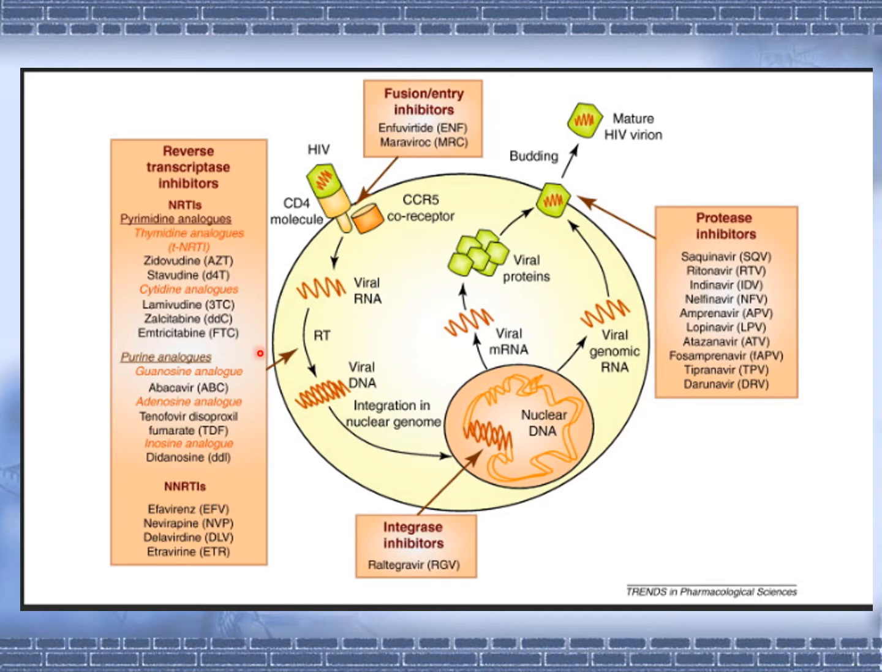And we have the RTIs, which are basically converting the viral RNA into DNA with the help of the reverse transcriptase enzyme. So these we have already covered. These are nucleoside and non-nucleoside RTIs. In the nucleoside, since the name indicates that they are nucleoside derivatives, they may be pyrimidine analogs. In pyrimidine, we have thymidine analogs and cytidine analogs. Similarly, in purine analogs, we have guanosine, adenosine, and inosine analogs.